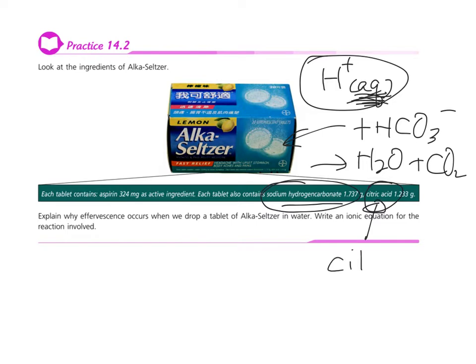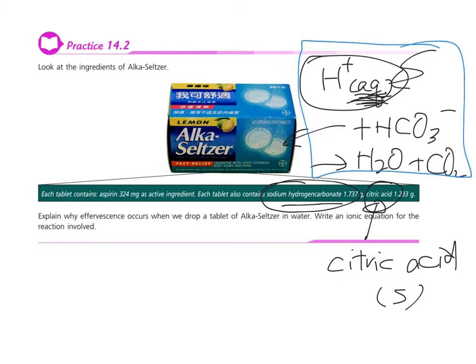If it is in solid form, that means it is solid citric acid. When the citric acid is in solid form, it can't react just because it is a solid. But if it is dissolved into the water, H plus (aq) is present, then it will react with the hydrogen carbonate to become H2O and then CO2. That is effervescence occurring. So that's why effervescence occurs when we drop it into the water.